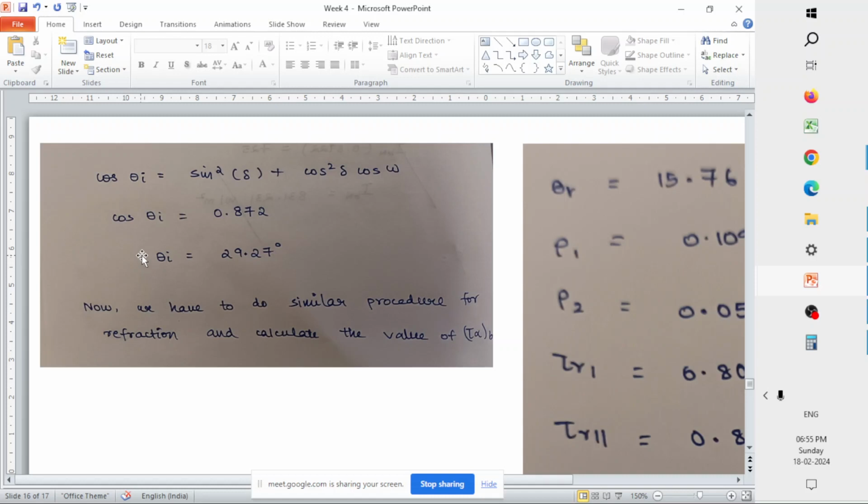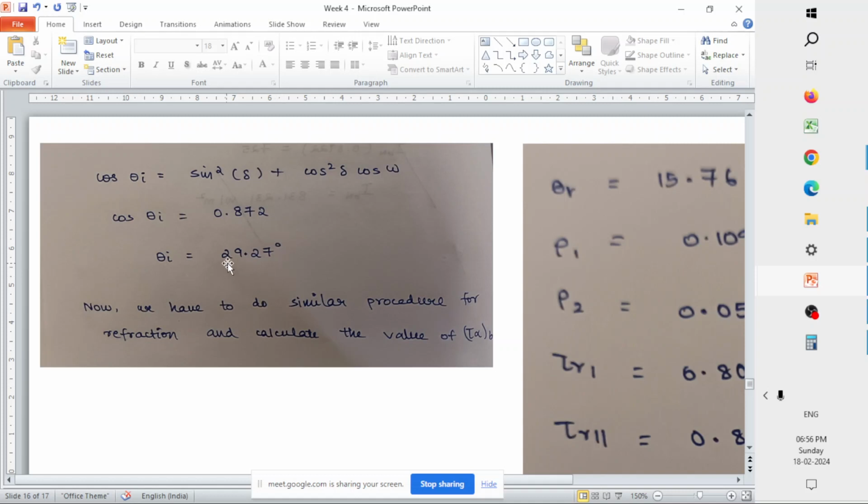Now you know your angle of incidence, and once you know the angle of incidence, the beam has got reflected and then is actually taken up by your receiver. So the angle of incidence at your receiver is 29.27.